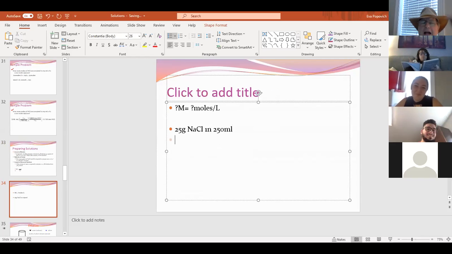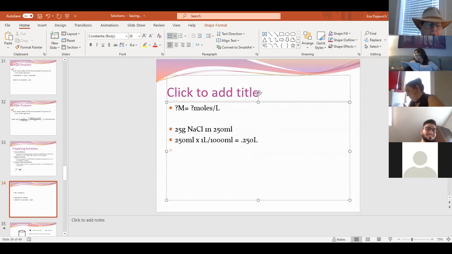In order to get molarity, I need both moles and liters. Can you convert 250 milliliters to liters? Yes. That's divided by 1,000, right? So we have 0.250 liters. Now, I need moles. I have 25 grams and I have a molecular formula there. How am I going to get moles, guys?